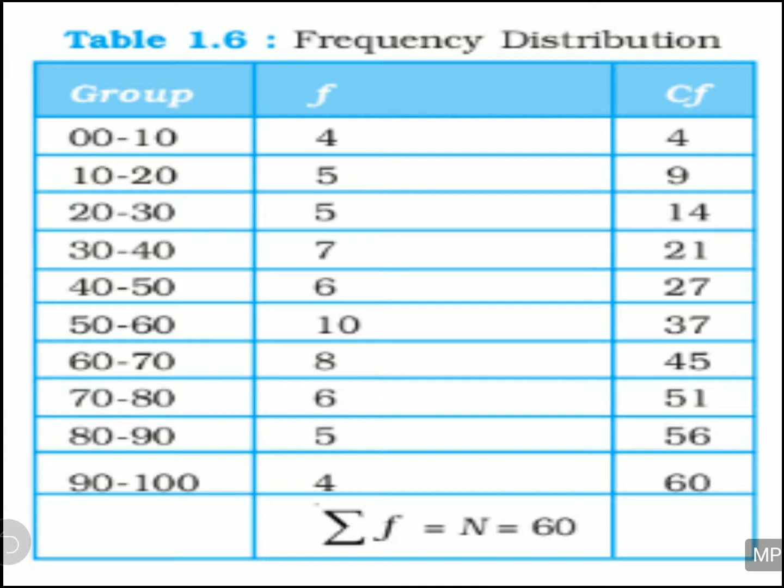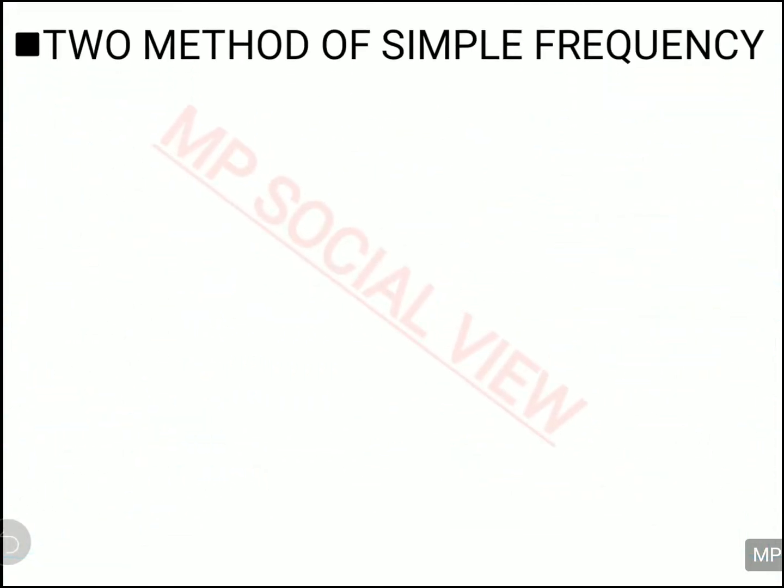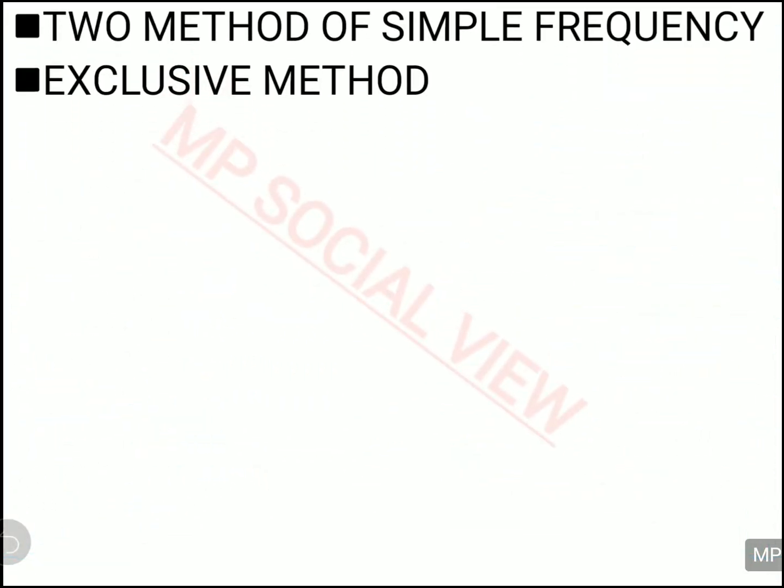And when you get the cumulative frequency, you can see the last cumulative frequency is the same as sigma f or n, which is equal to 60. So the last cumulative frequency will be the same as this. This way you calculate the simple frequency and the cumulative frequency.